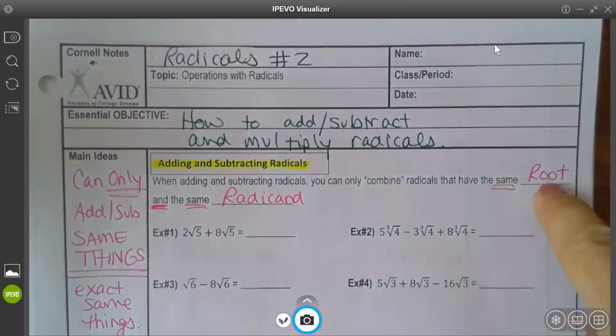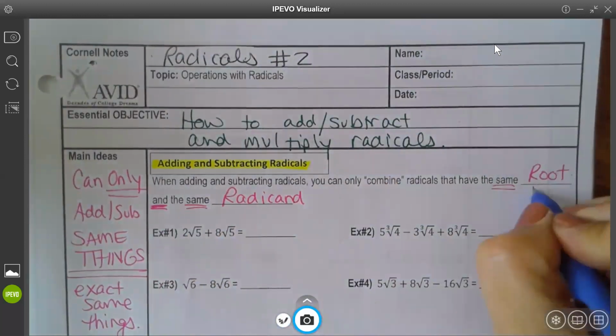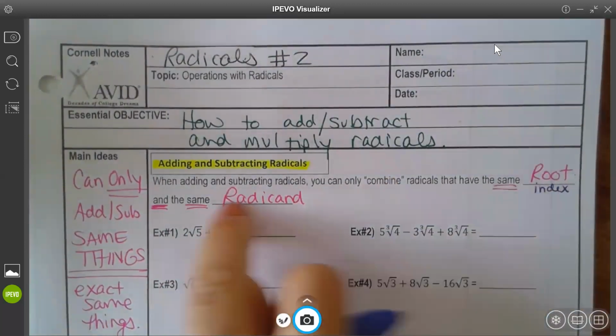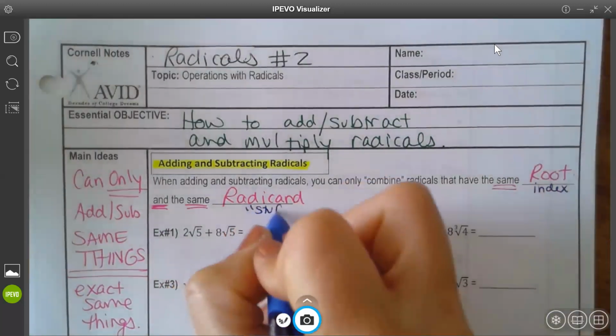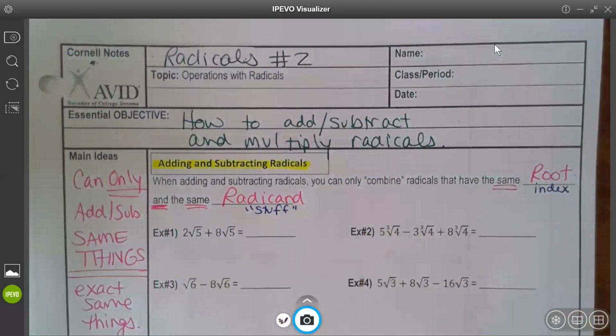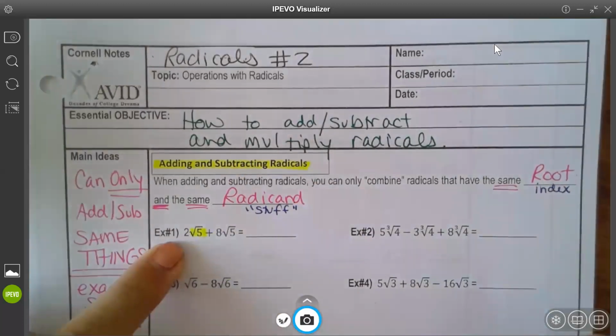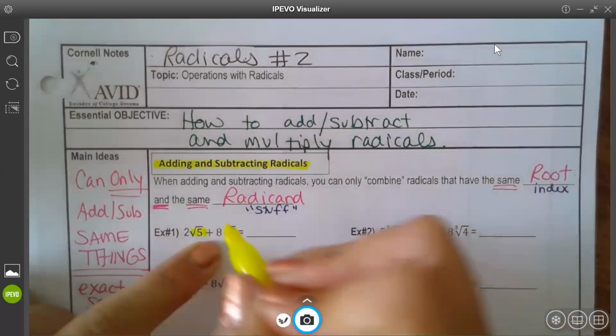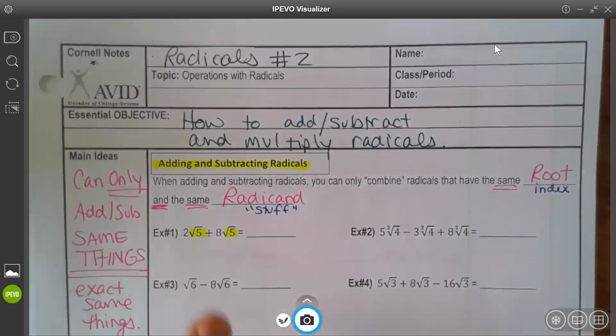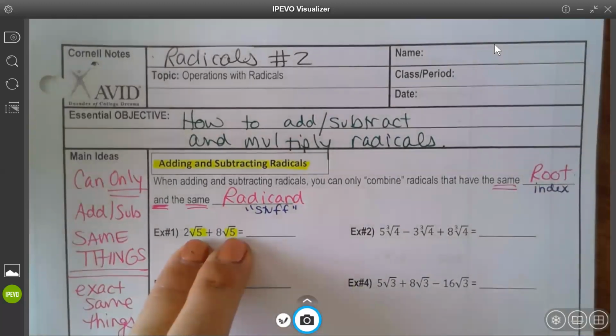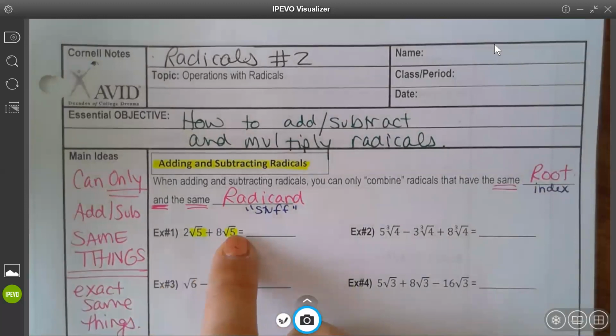So the root, the index needs to be the same. Let me write that, index. And the radicand, that means that the stuff inside of the root has to be the exact same. So let me grab my highlighter. So in number 1, we are adding 2 square roots of 5 and 8 more square roots of 5. So you will see that the root is the same. They're both square roots. And the stuff inside, they're both 5s. So that means that the square root of 5 and the square root of 5 are exactly the same.